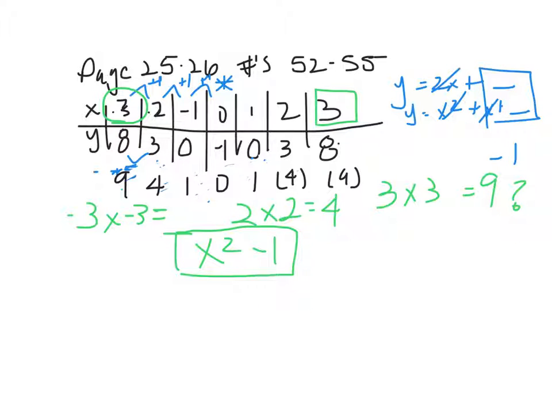Negative 3 times negative 3 is 9, minus 1 is 8. Negative 2 times negative 2 is 4, minus 1 is 3. Negative 1 times negative 1 is 1, minus 1 is 0. Of course, 0 times 0 is 0, minus 1 is going to be negative 1, etc. It fits. So there is our equation.